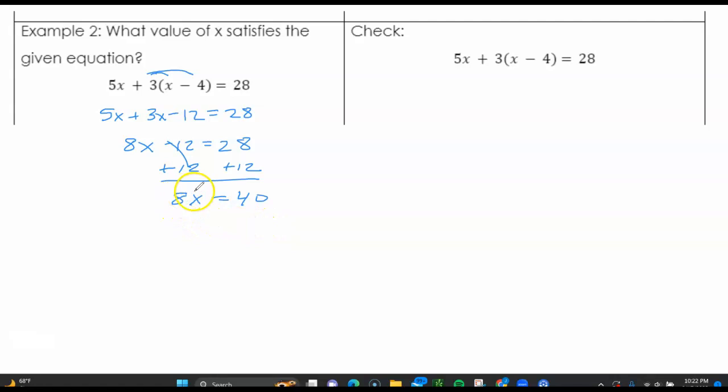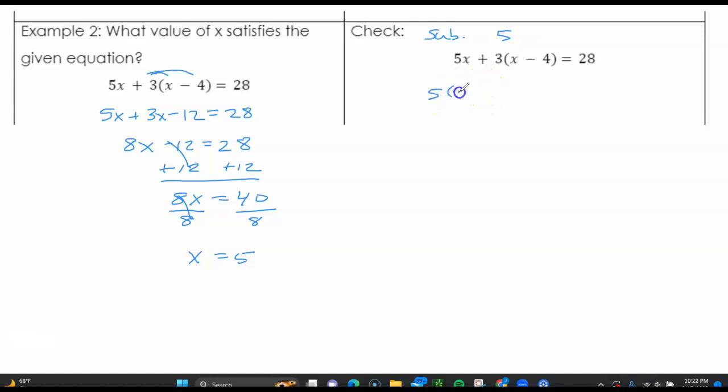And the last step, this is 8 times x. The opposite of multiplication is division. So we need to divide by 8. X equals 5. And if we wanted to check it, we would substitute 5 into the original equation.